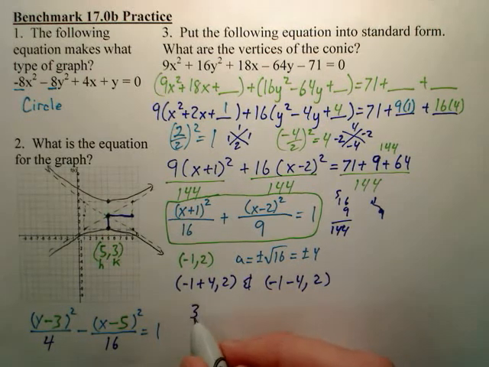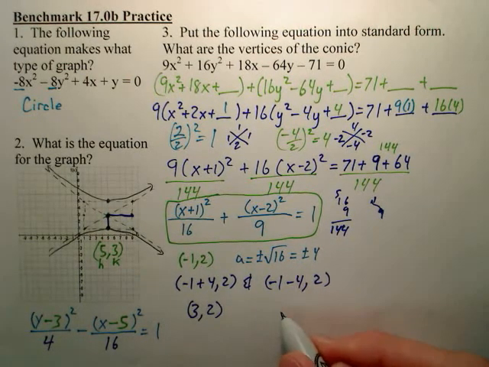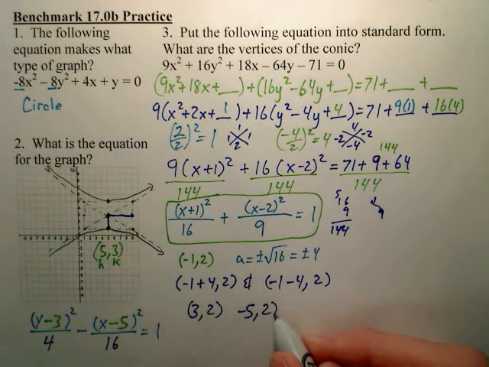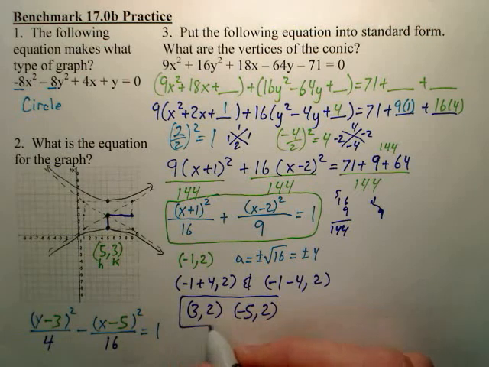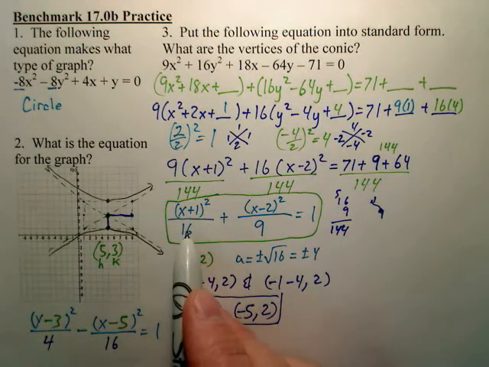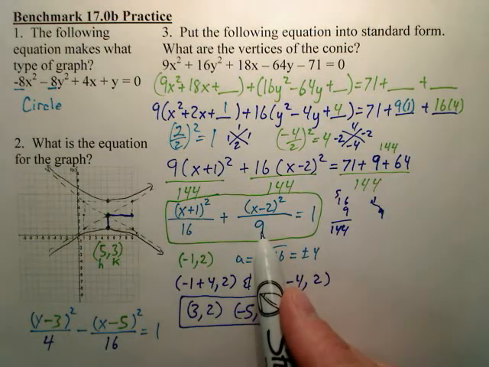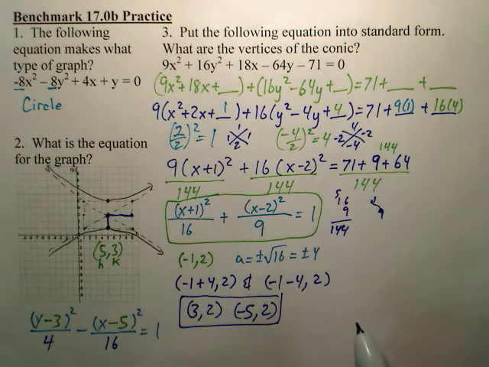So that looks like it'd be 3, comma 2 is one vertex, and the other one looks like it'd be -5, comma 2. Those would be your vertices. Again, because that's the bigger value. If it's co-vertices, you'd be adding and subtracting 3 from one of the variables.